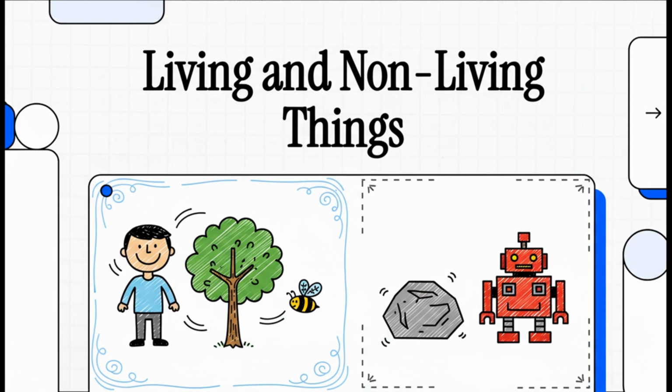Hey, have you ever really thought about it? What's the fundamental difference between, say, a buzzing bee and a little toy robot? I mean, one is alive and one isn't. It sounds pretty simple, right? But underneath that simple fact are these amazing universal rules that basically run all life on Earth. And in this explainer, we're going to uncover that secret code.